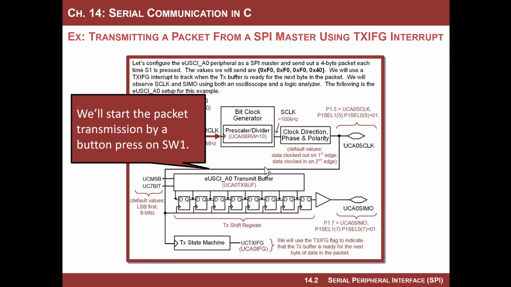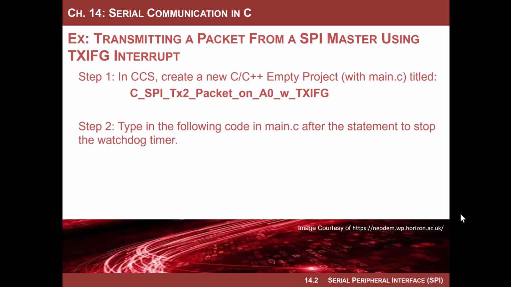All right, and now remember, we started packet transmission, and so we need a way to start it. We don't want to use a timer to start this. Well, I mean, you could, but we'll use a button press on switch 1. And when we do that, it will drop the first byte into the buffer, and then we'll use the transmit flag to notify another interrupt service routine when it's ready for the second byte, then when it's ready for the third, and when it's ready for the fourth. Okay, so we have to have 2 interrupt service routines in order to make this work. Okay, so let's do it.